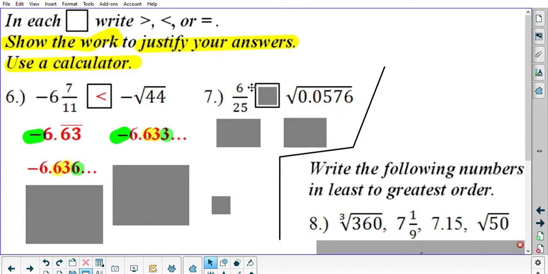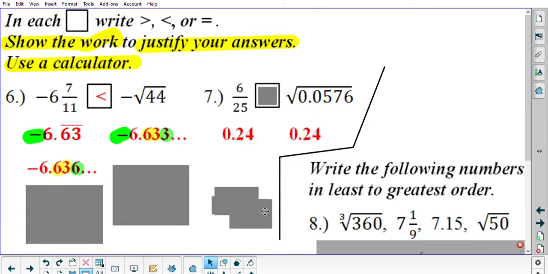All right, number 7. Did you show the work? 6/25 is the decimal 2400ths, 0.24. The square root of 0.0576, again, I expect you to use a calculator, is also 2400ths. Therefore, I prove to you they are equal.